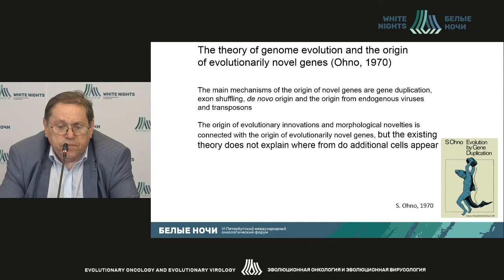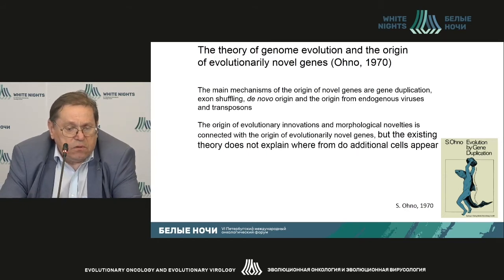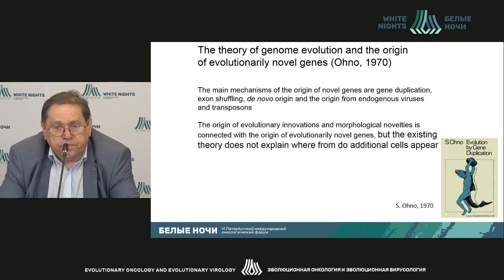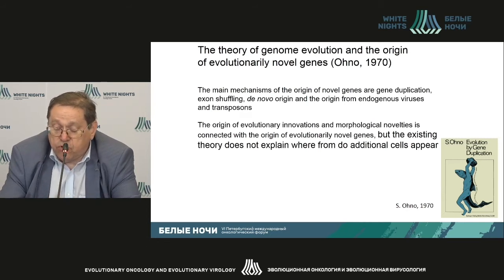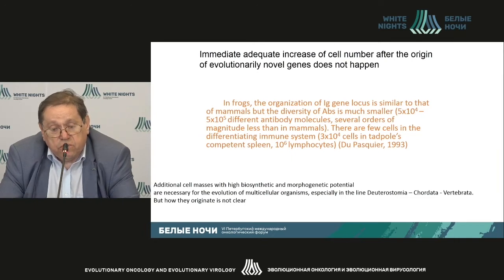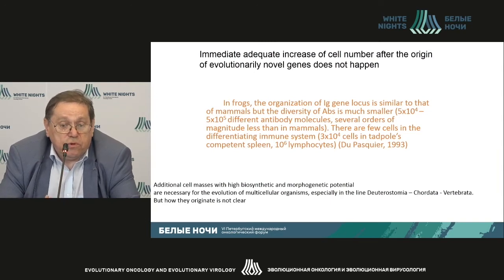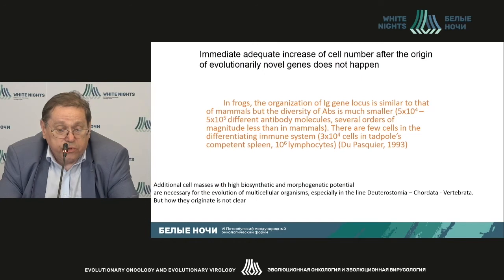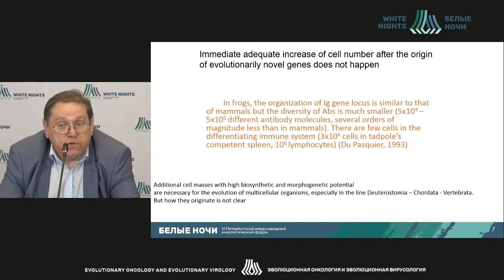It considered not only the main mechanisms of the origin of novel genes, but also connected evolution with the development of new genes. But this book didn't answer the question of where these evolutionarily new genes worked. It was suggested that probably it was in the same cells, but we know that there is no automatic connection between the emergence of new genes and the appearance of new progressive characteristics.